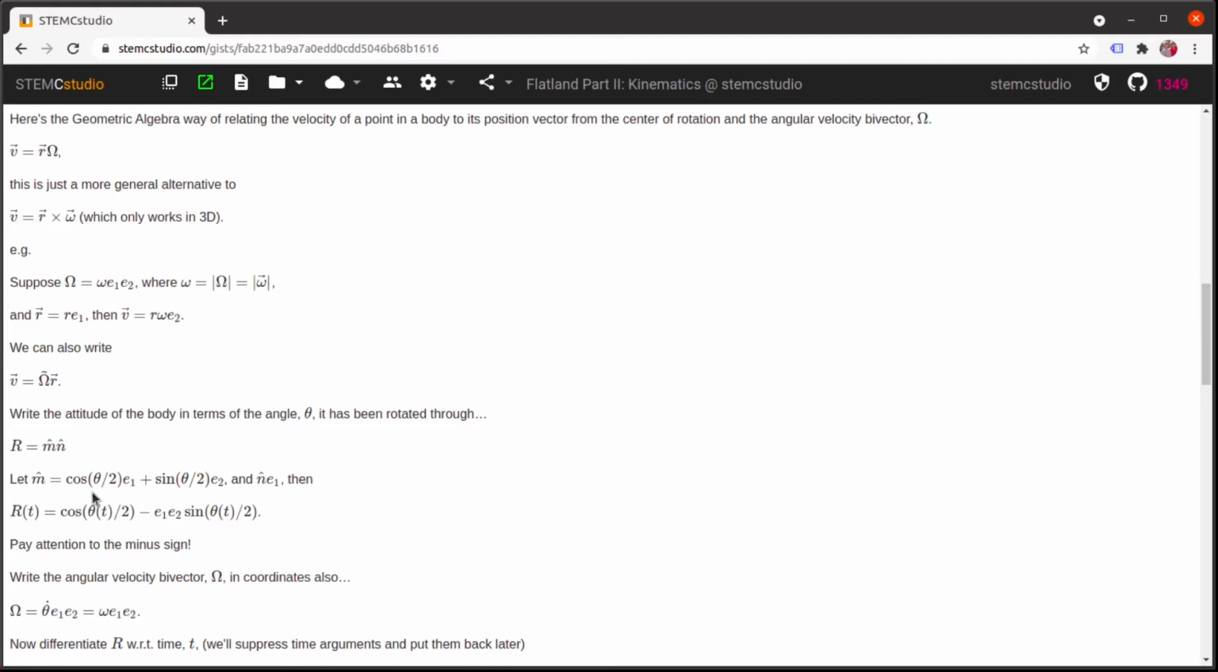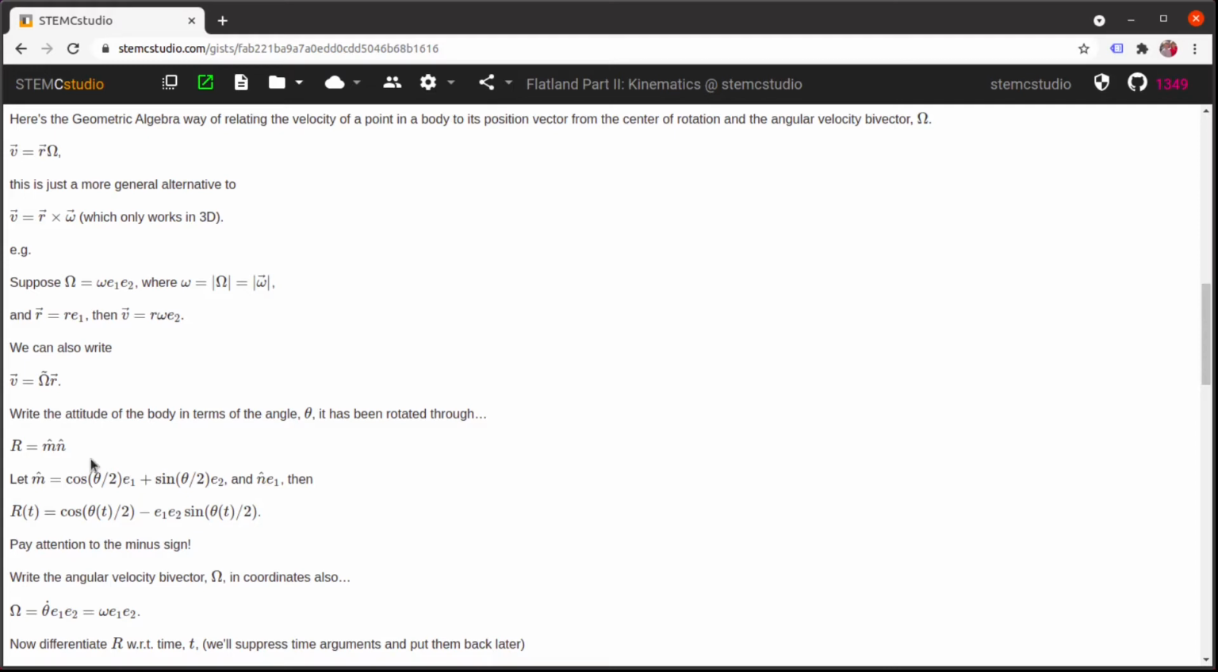Okay, and so all I really need to do is to set up m to be cosine theta upon 2 in the e1 direction and sine theta upon 2 in the e2 direction. So that's basically an arrow going up diagonally to the right that makes an angle theta over 2 to the x-axis. Okay, and we're going to set n to just be, that should be n equals e1 there. Okay, let me just correct that. So no, I'll leave it, but this is n equals e1.